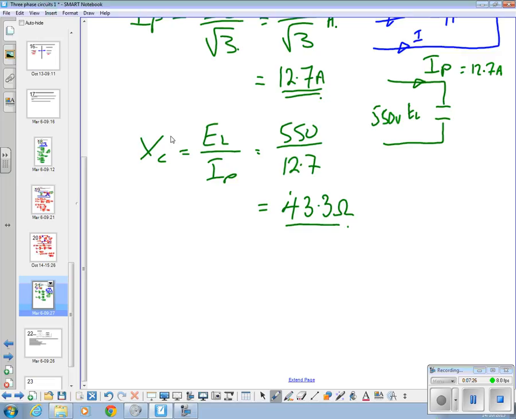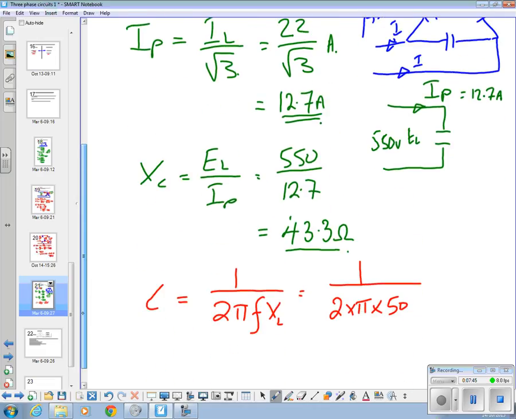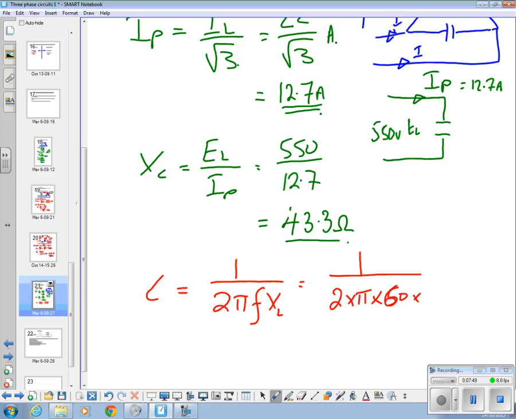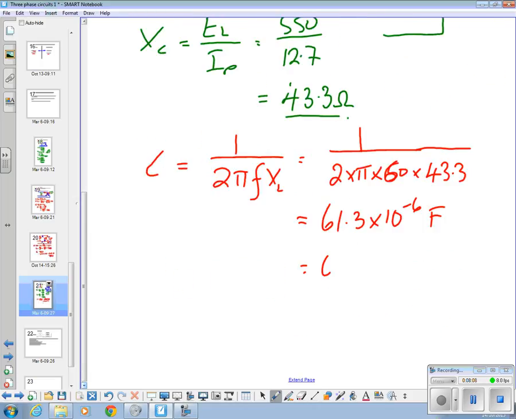And the last bit is to substitute that into C is equal to 1 over 2 pi f XC. 1 over 2 times pi times 60 hertz, it was on the diagram, times 43.3, and I got 61.3 times 10 to the minus 6 farads, which in old money is 61.3 microfarads. Yep.